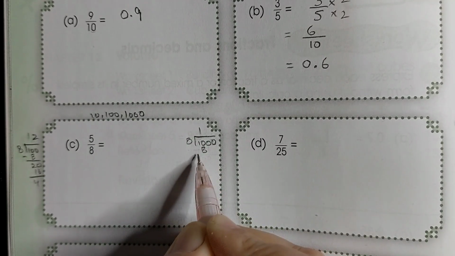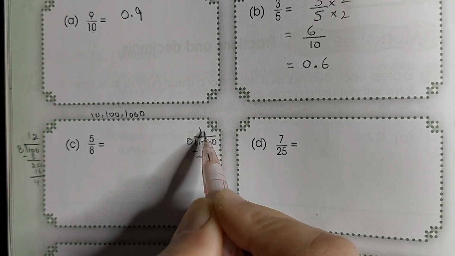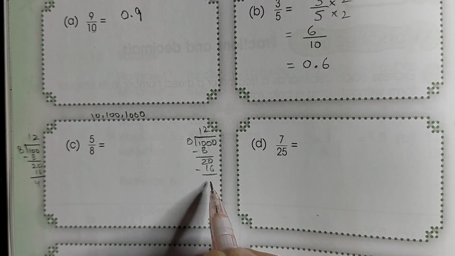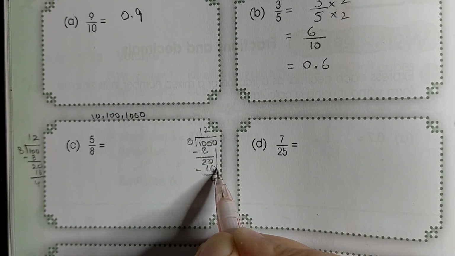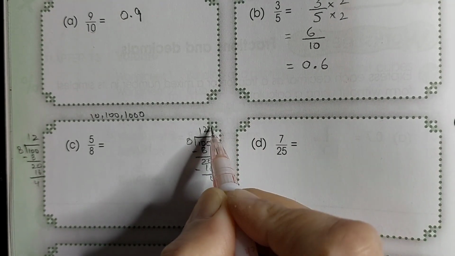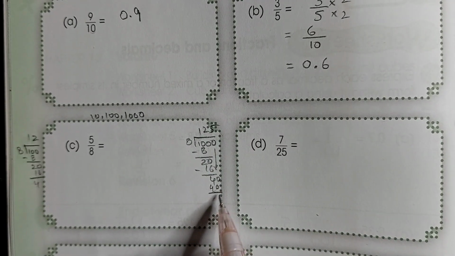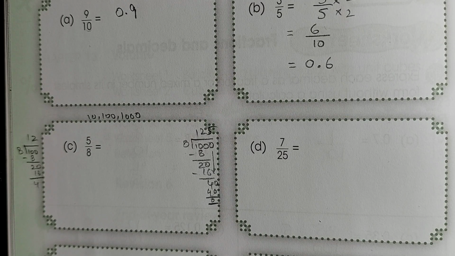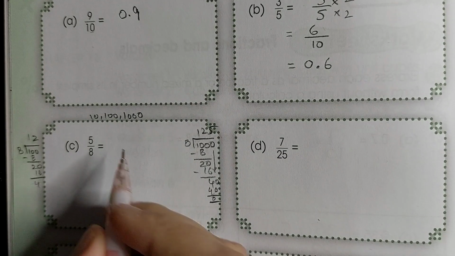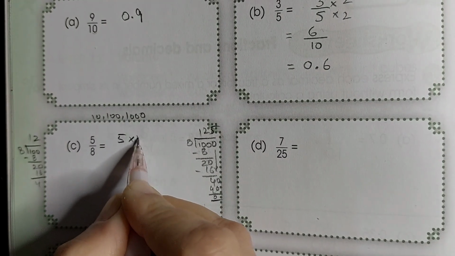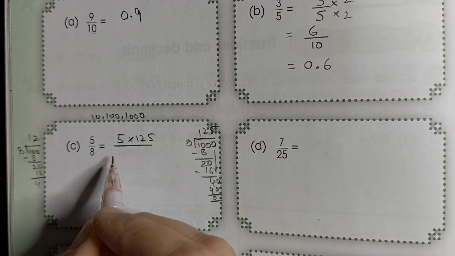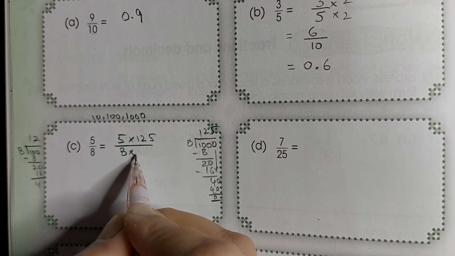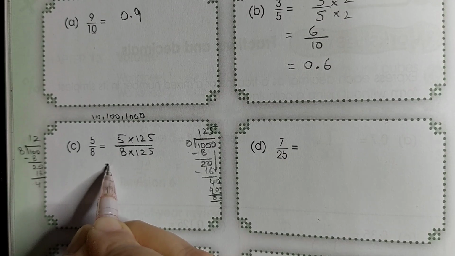8 ones are 8, minus 2, 0. 8 twos are 16, minus 4, and then carry down 40. 8 fives are 40. So it means 1000 is completely divisible by 8, and the quotient is 125. We have to multiply both the numbers with 125 in order to get 1000 in our denominator. So it will become like this.